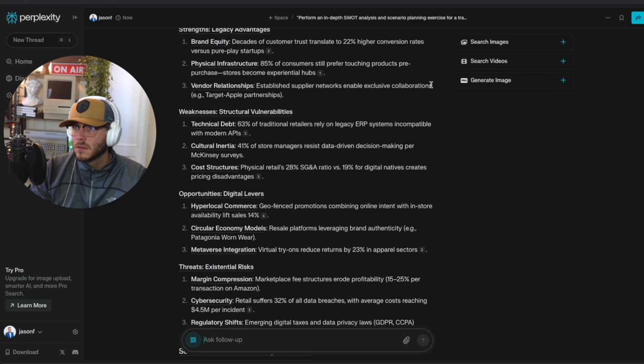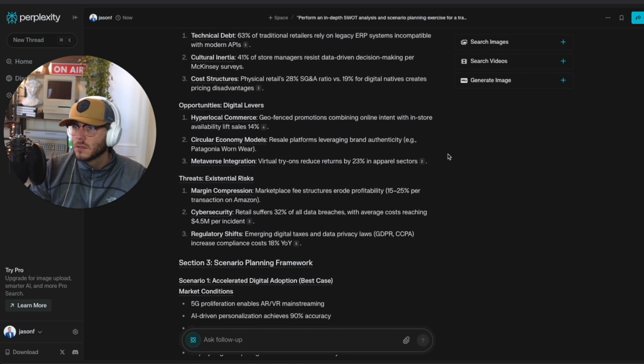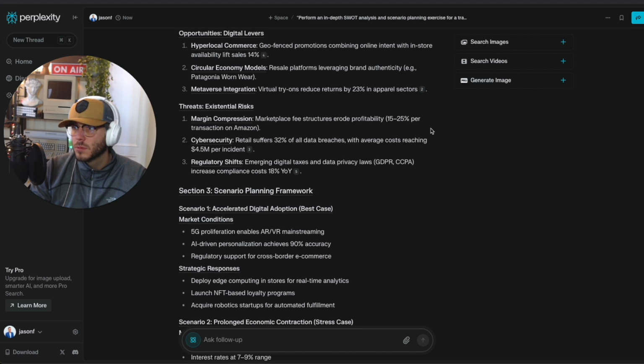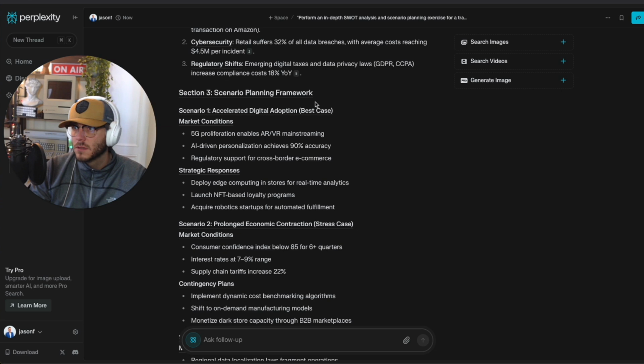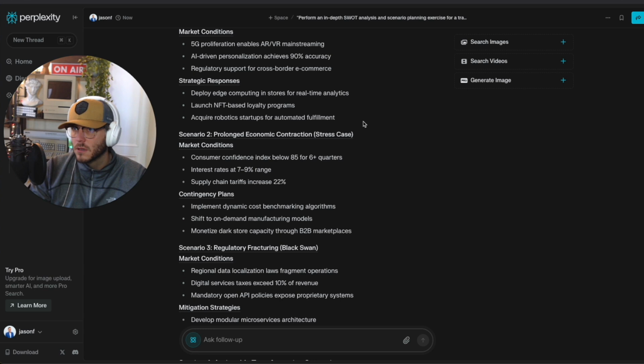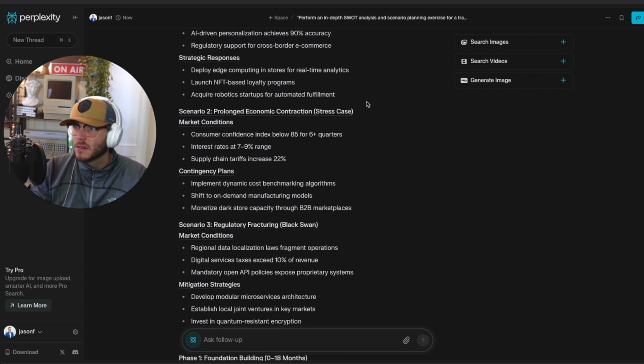Comprehensive SWOT analysis: brand equity, physical infrastructure, vendor relationships. Weaknesses: technical debt, cultural inertia, cost structures. Opportunities: digital levers, hyper-local e-commerce. This is pretty good. Scenario planning framework: accelerated digital adoption in the best case, market conditions, and strategy such as deploying edge computing in stores for real-time analytics. That's a lot of what we're seeing with some of our customers with OnStack at our company. NFT-based loyalty programs, depends on how that's done. Not as great a strategy today.